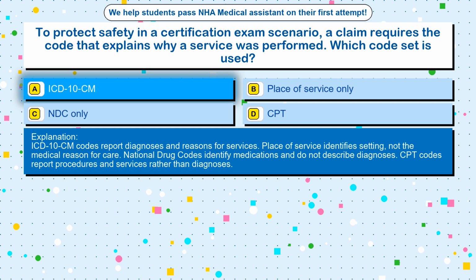Place of service identifies setting, not the medical reason for care. National drug codes identify medications and do not describe diagnoses. CPT codes report procedures and services rather than diagnoses.